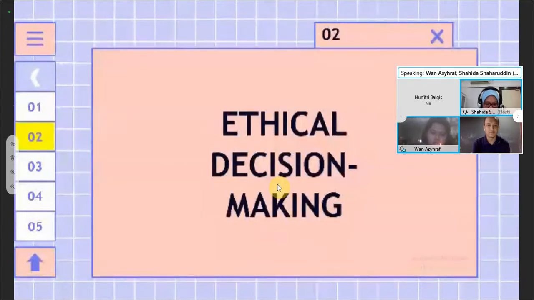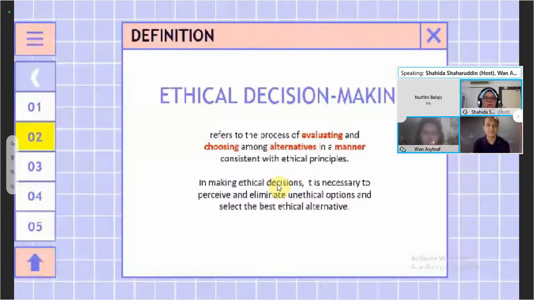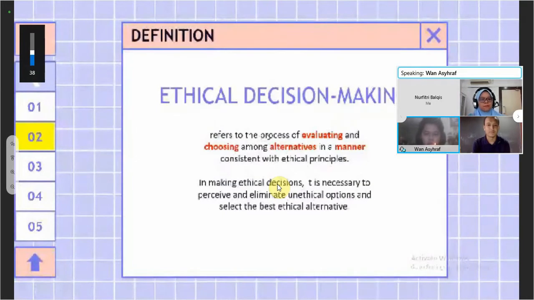Okay, ethical decision making. Based on a reliable article from an American university, it means the process of evaluating and choosing among alternatives in a manner consistent with ethical principles. In making the ethical decision, it is necessary to perceive and eliminate unethical options and select the best ethical alternative. We need to collect all the options, and then select the best ethical alternative.